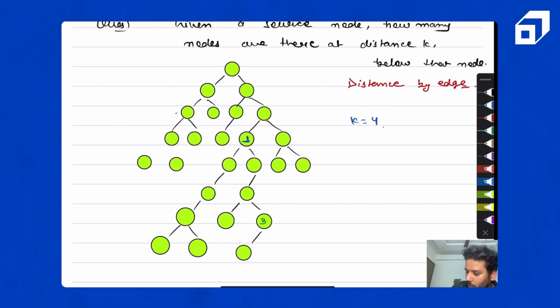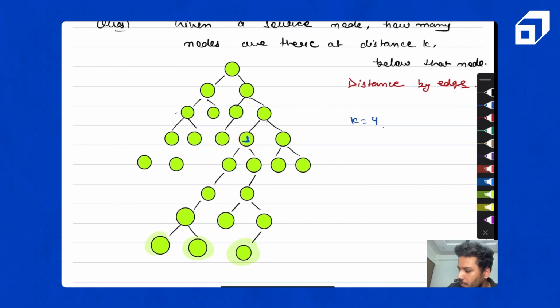So 1, 2, 3, 4, this node, and the other node. Distance is calculated by edges, so these two nodes are in fact there. I think we have more than two. 1, 2, 3, 4, this is 1, then 1, 2, 3, 4. So we have three nodes at distance k below our node. This is what we have to figure out, and again we are given that corresponding node.